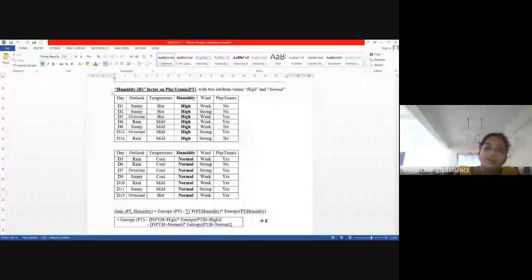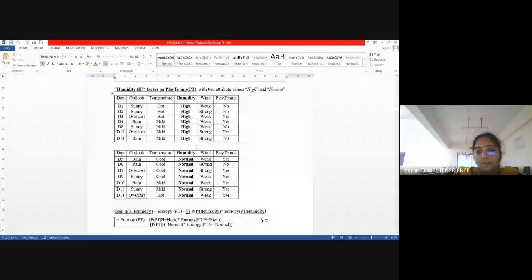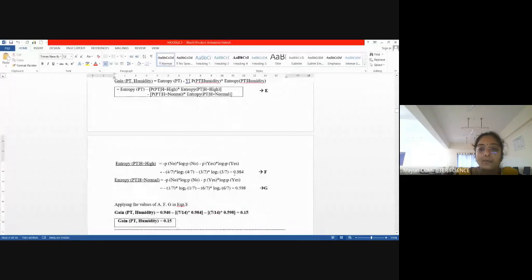Coming to normal, here also 7 values. Probability of normal is what? Out of 14 values, 7 are normal. So 7 by 14 into its entropy. Its entropy is what? 1 is no, remaining all yes. So entropy with no is 1 by 7, and yes is 6 by 7. You want to calculate the entropy earlier and keep it with you, and then apply that in the formula.